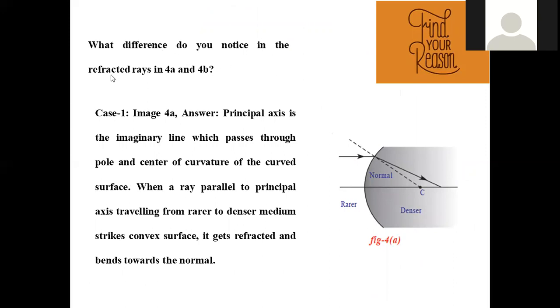What difference do you notice in the refracted rays of 4A and 4B? In case of 4A, what you observed? In 4A, light passing parallel with respect to the principal axis hits the surface of the convex lens, which is bulging outside. Upon hitting, it participates in bending of light, and with a certain angle it migrates and reaches the principal axis. Towards the normal, it is moving. So it is bending towards the normal in case of 4A. This is the case one which we just discussed, available in 4A.